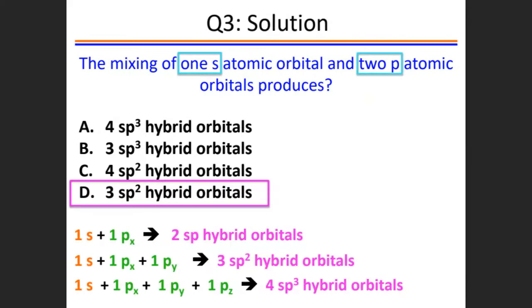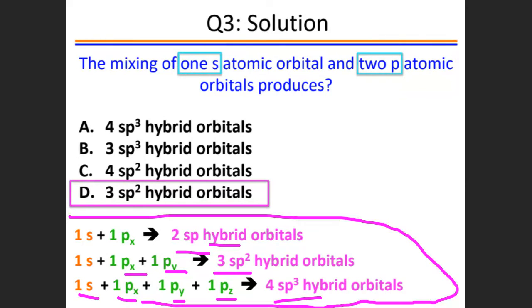The mixing of, yeah. So how does it come? Let's look here, sp2. So 1 s, 1 px, 1 py, and then 1 s, 1 px, 1 py, 1 pz. So this is how many will become. If you look, that's just a mixture or overlapping, nothing like rocket science.